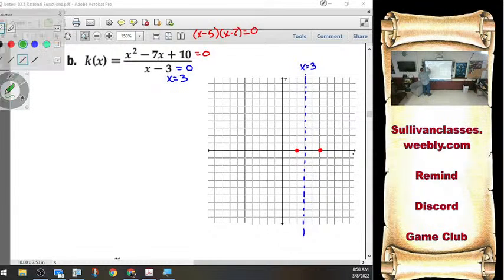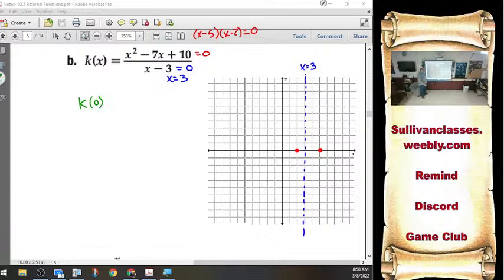Next up, go find k of 0. Remember, if I plug in a 0, all the x stuff is gone. Negative 10/3. Or negative 3 1/3 to ballpark it. Negative 3 1/3 is my y-intercept.